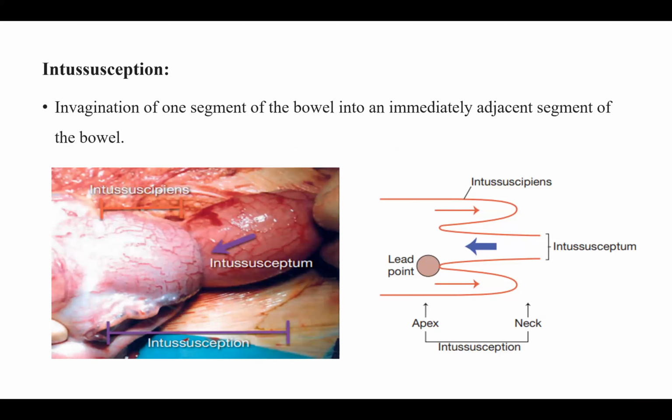Intussusception is the invagination of one segment of bowel into an immediately adjacent segment of bowel. Each of these is a big topic, but I'm telling you for PG level, so you can go ahead. Intussusception mainly consists of three parts: the entering tube or inner tube, known as the intussusceptum, the returning or middle tube, and the sheath or outer tube, that is the intussuscipiens.